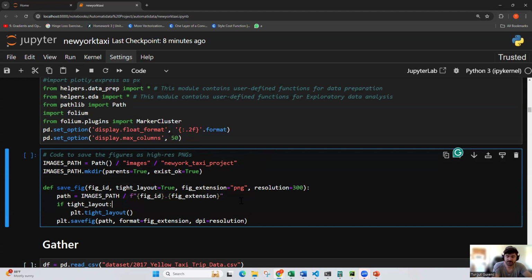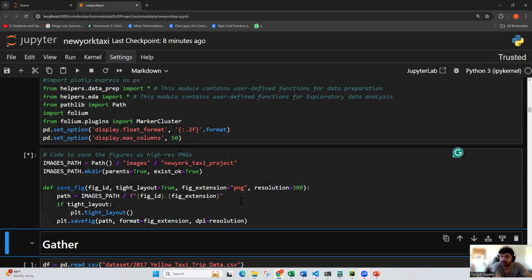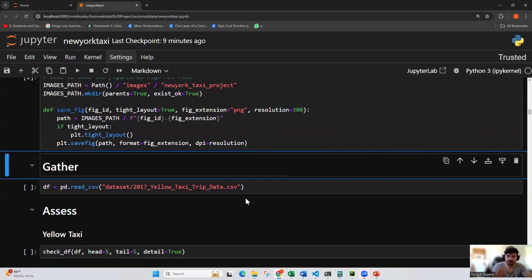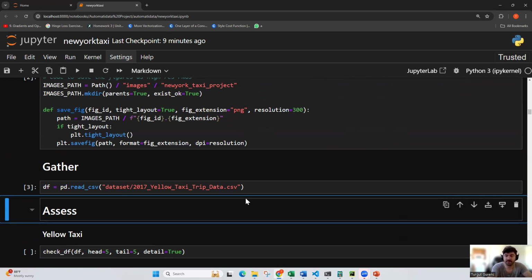Then it will just add each file extension with the figure ID to that folder, which is very simple, and it will create high resolution images for us, so we can use them. We can even include those visuals in our Power BI visualization as well, or we can just copy and paste them in our report, right?